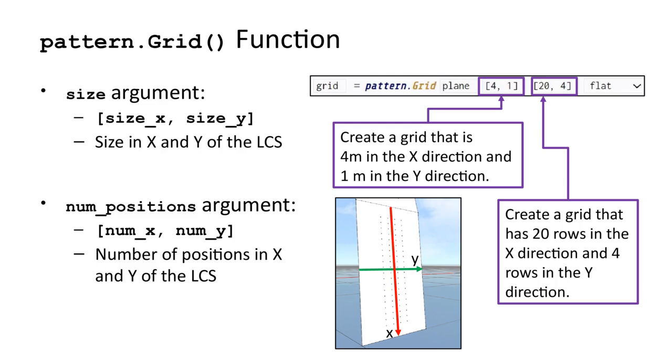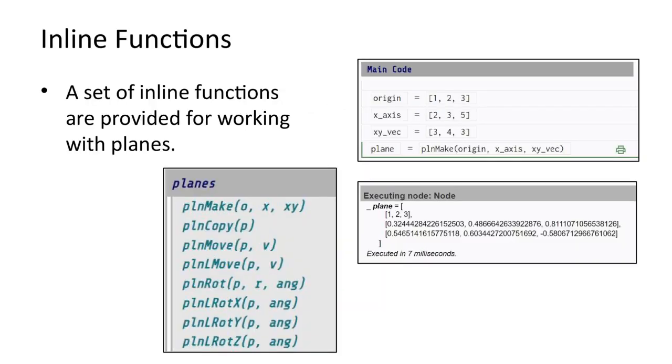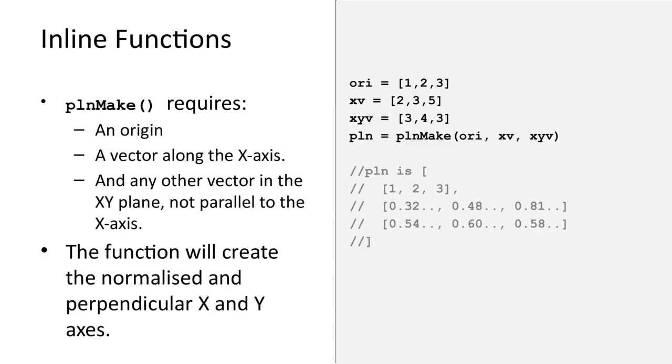Next, let's look at the inline functions. A set of inline functions are provided for working with planes. The first function is the plane make function. This function will create a plane from an origin and two vectors.